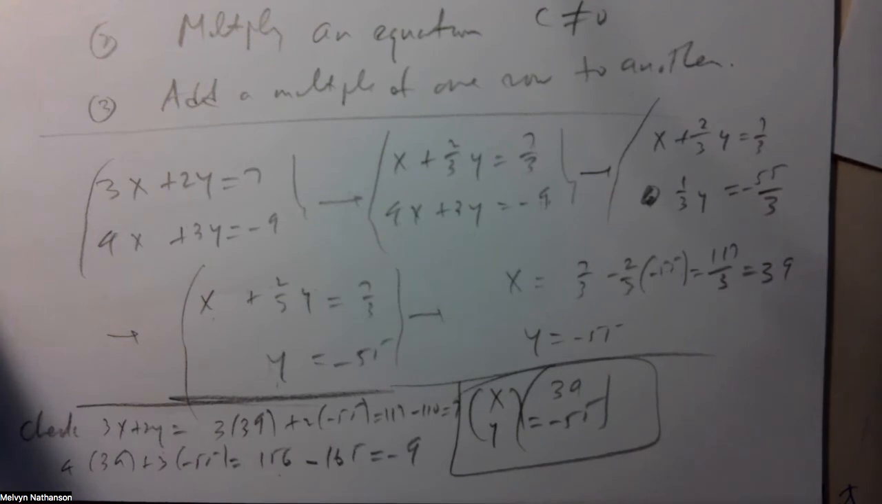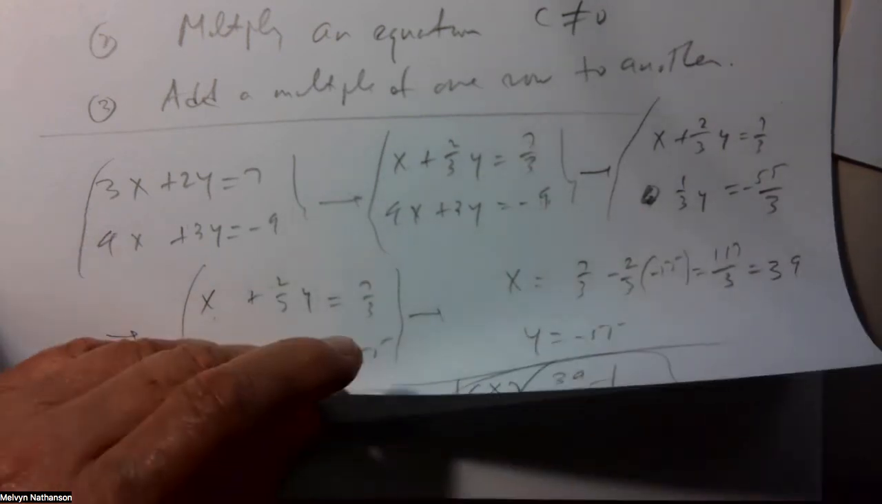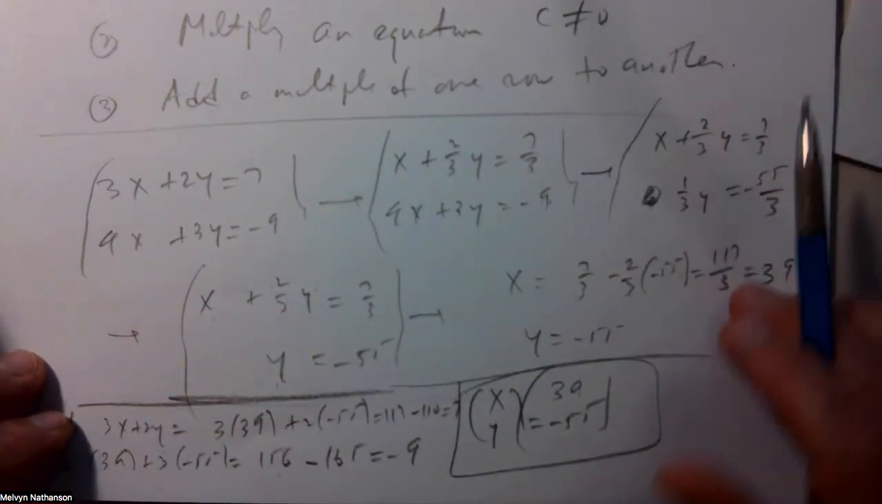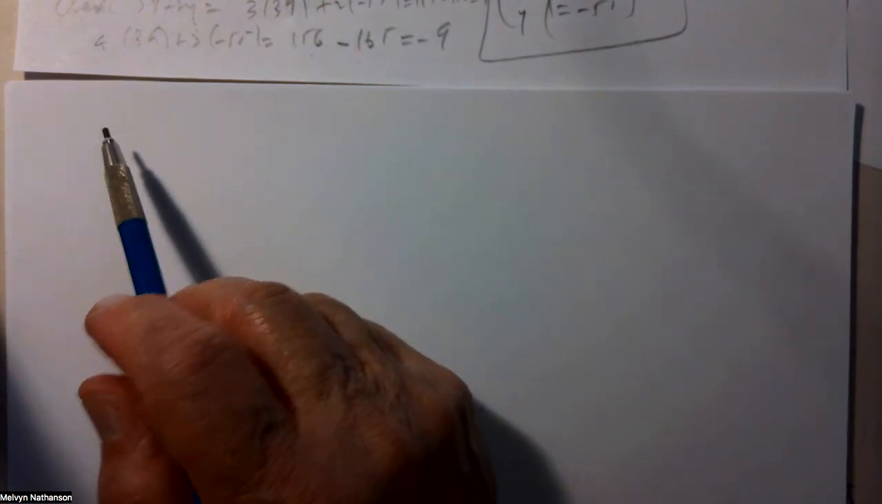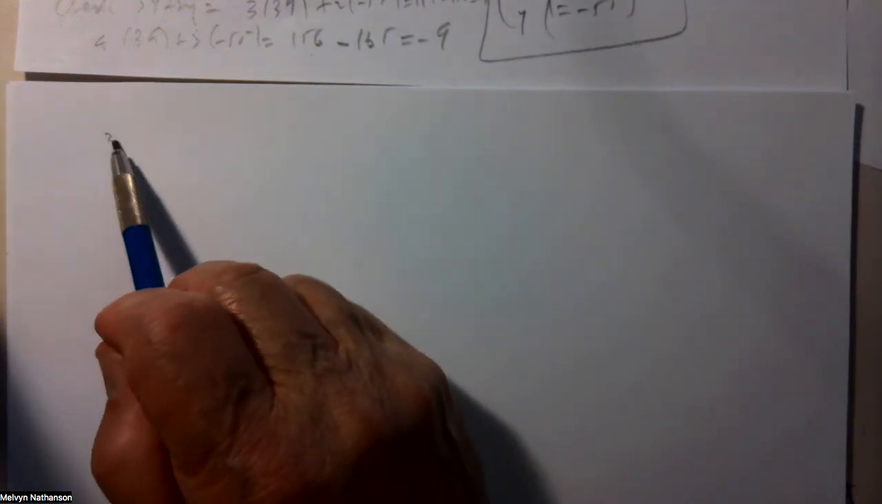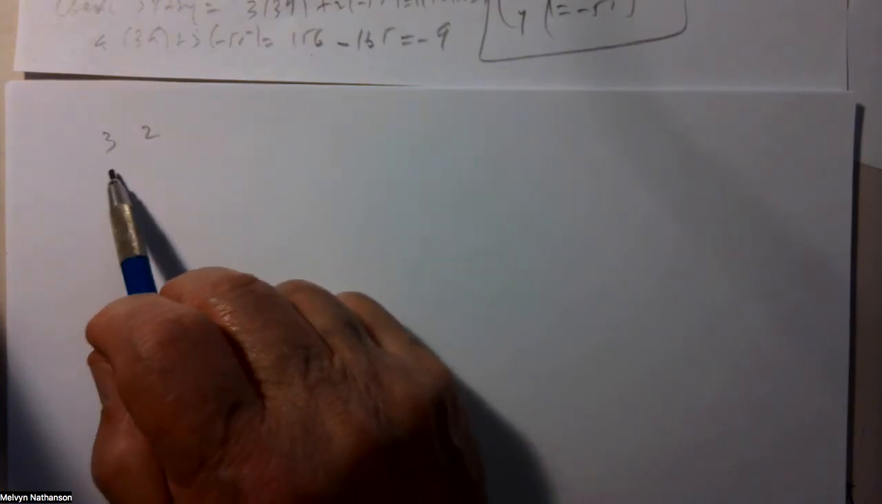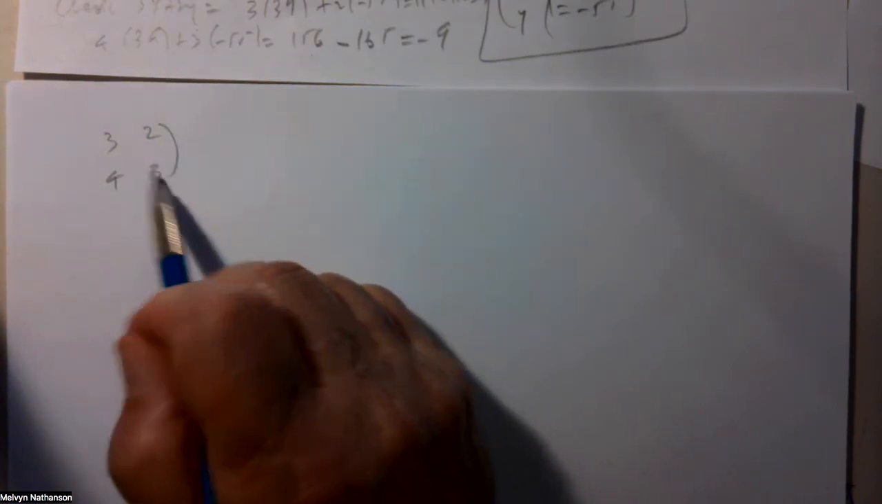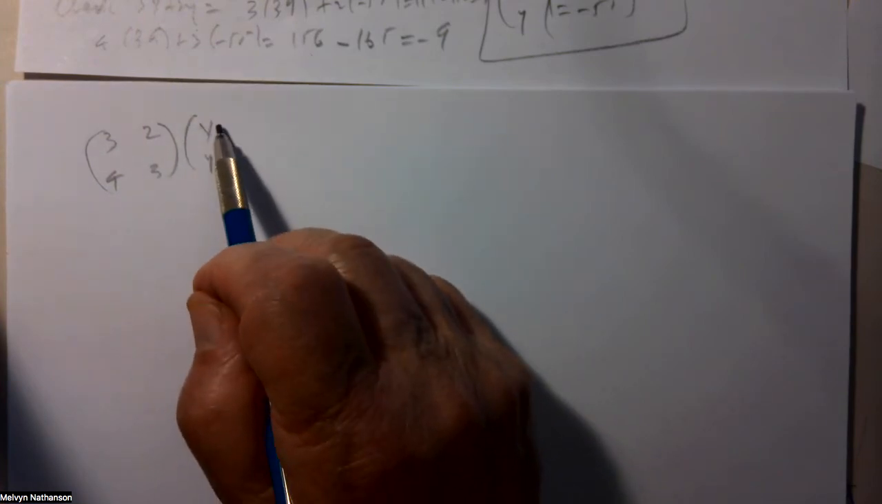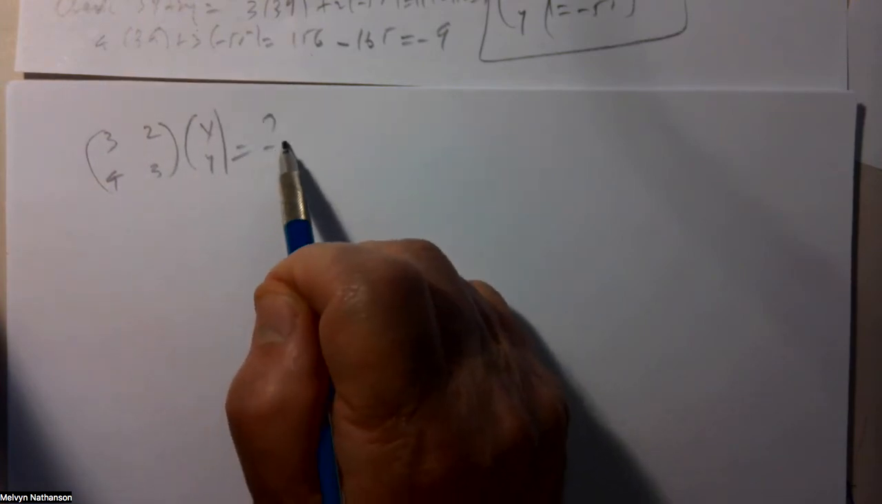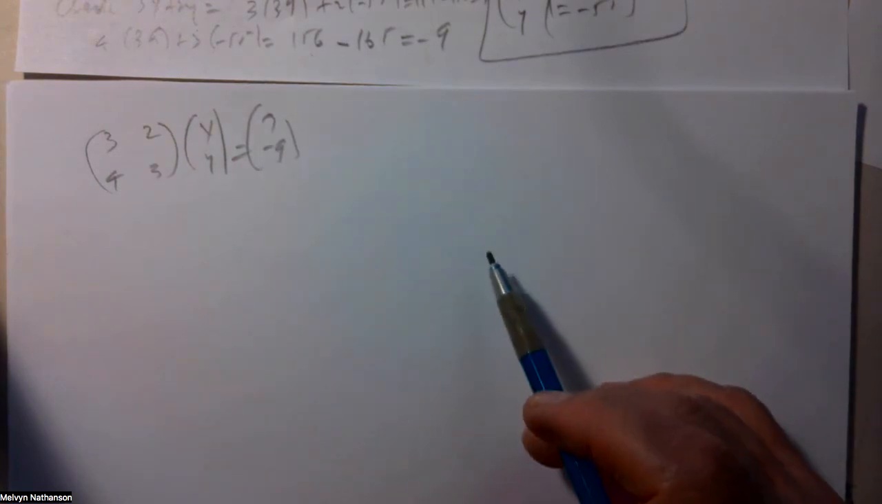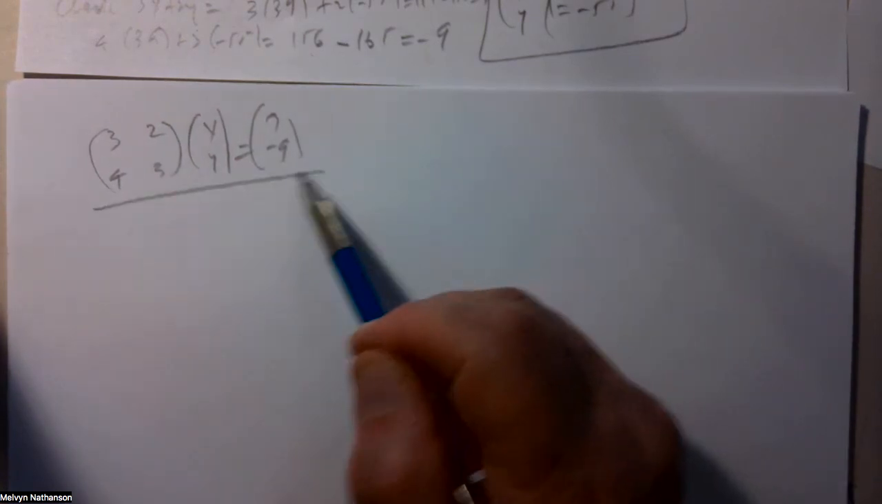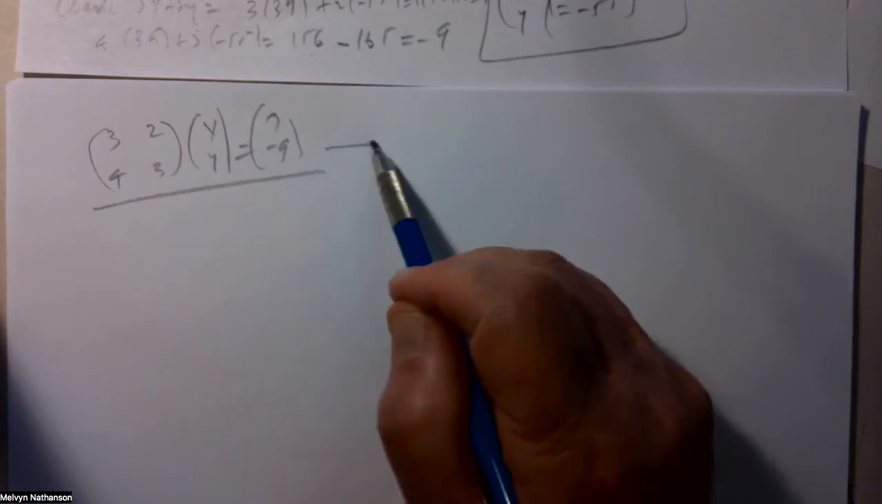Using Gaussian elimination on the system of equations. But now, how can we do this using matrices? So we saw for these two equations, the matrix form was 3, 2, 4, 3, applied to the vector xy equals 7, minus 9. So this is the system of equations written in matrix form.